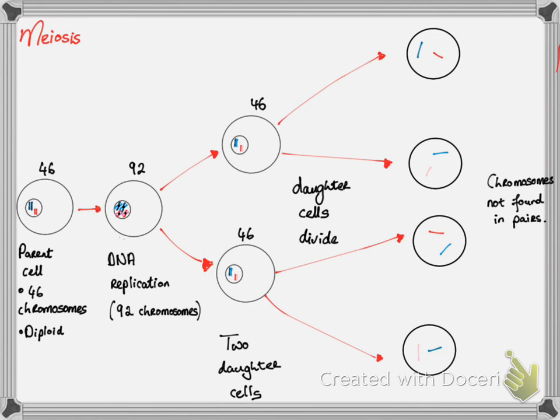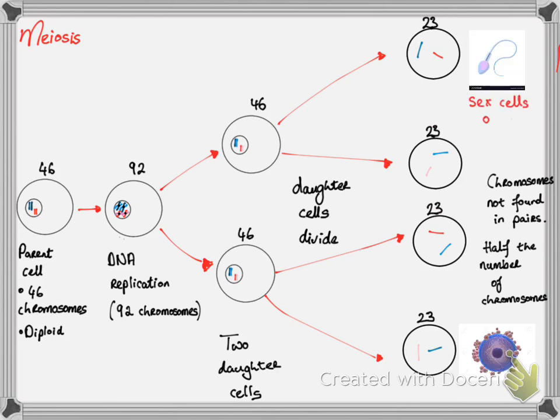So previously I had a dark blue and a red chromosome tucked together, or red and pink chromosomes. You'll see now that we have red and blue, but these aren't found in a pair. They're found by themselves. Okay, that means they have half the number of chromosomes. So each one of these new daughter cells has only 23 chromosomes. And these will be examples of sex cells or gametes.